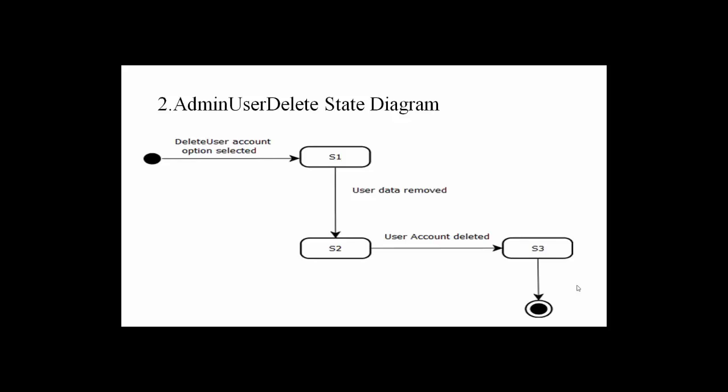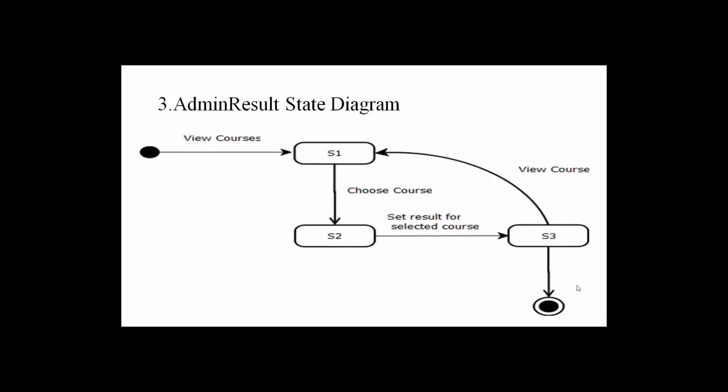Here also the same functionality will take place, but here delete user account will be chosen, and after that user data will be removed, and that will go to the third state where the user account will be deleted. The third state diagram is admin result.